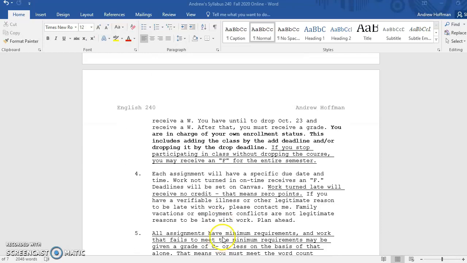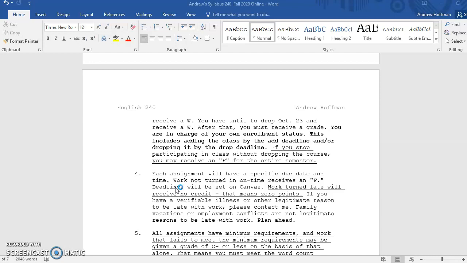This includes adding the class by the add deadline and or dropping it by the drop deadline. Now, point 4, you will see this pretty soon. Each assignment will have a specific due date and time. The time, unless otherwise noted, will be 11:59 p.m. Okay, so basically the day that something is due, you actually still have that full day to get it done. However, work not turned in receives an F, and that is a 0.